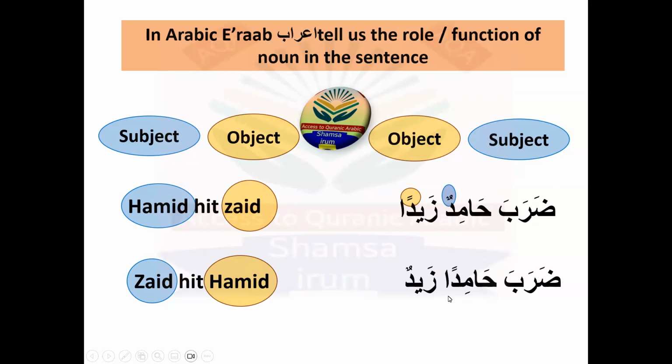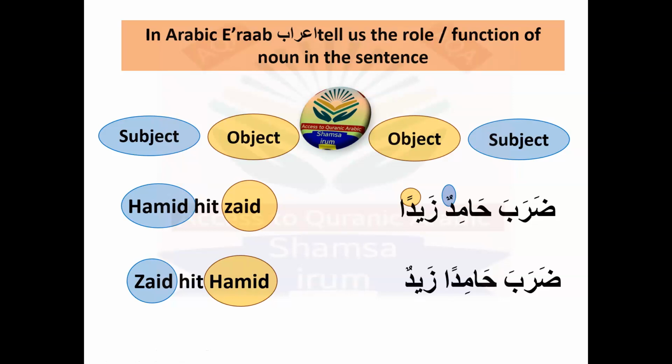What about the Arabic sentence? Hamid is still in the middle, Zaid is still on the last word. So how will we know which is the subject and which is the object? Of course, the case ending. We will not notice the ordering of the words, we will notice the haraka of the word. This is the difference between Arabic and English, and this is the beauty of Arabic.